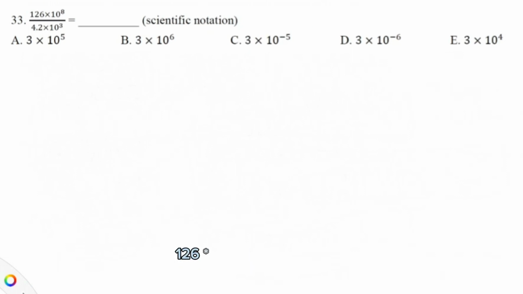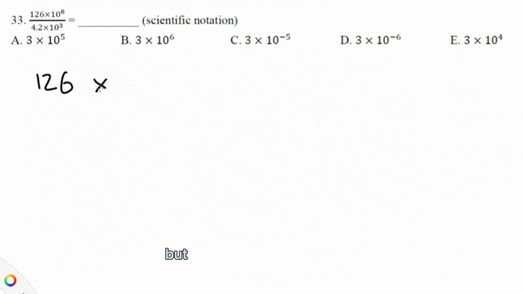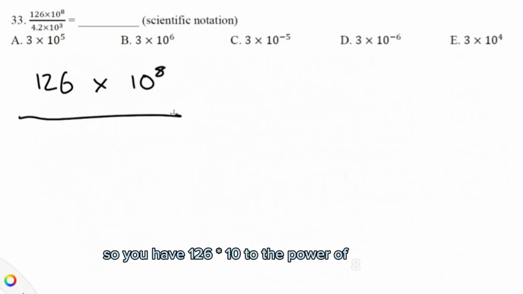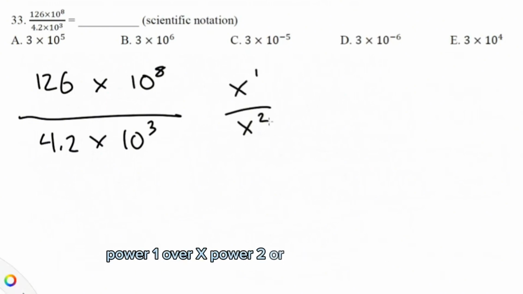Next, number 33. 126 times 10 to the power of 8 divided by 4.2 times 10 to the power of 3. This might seem like a pretty complicated problem and a lot of maths to do, but it's actually pretty simple. Just like you would do with x to the power 1 over x to the power 2, you can actually split this up.